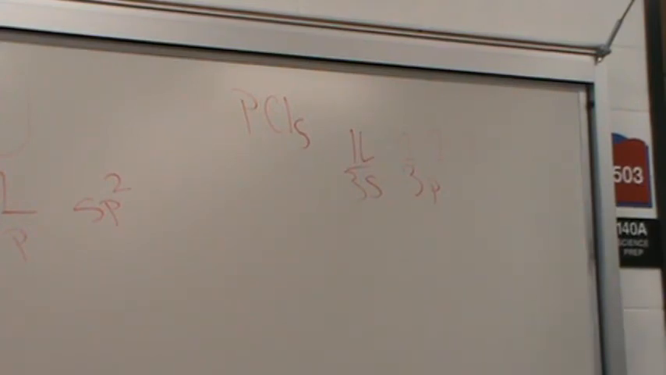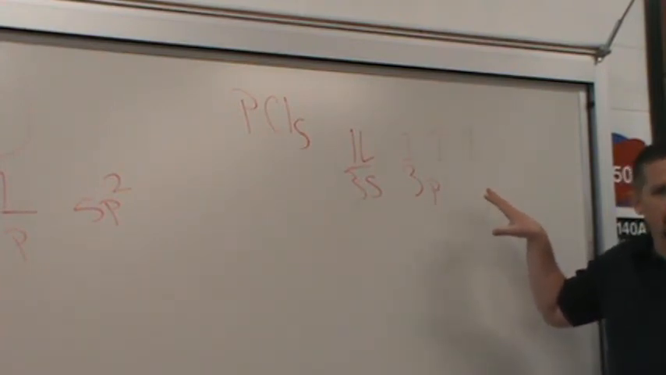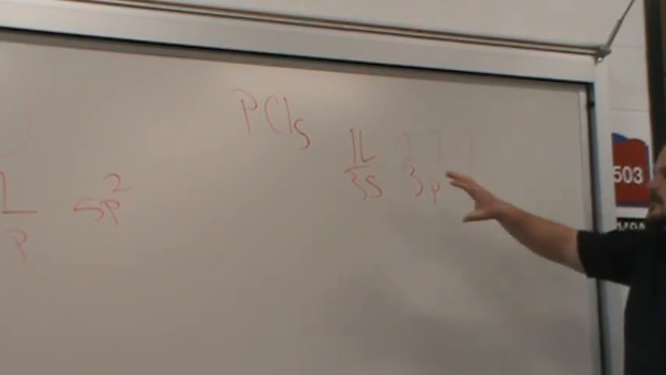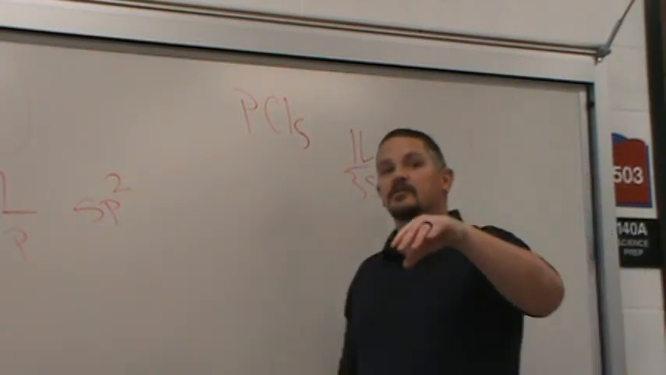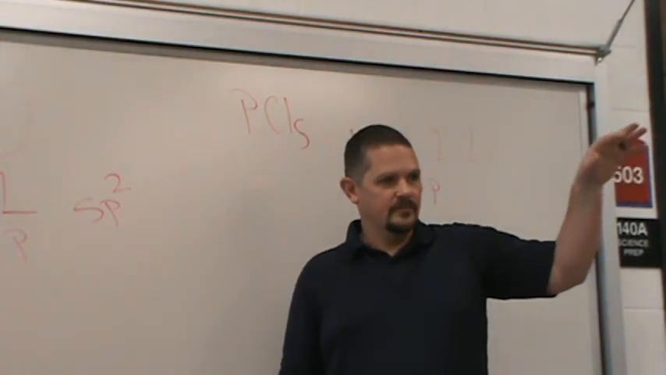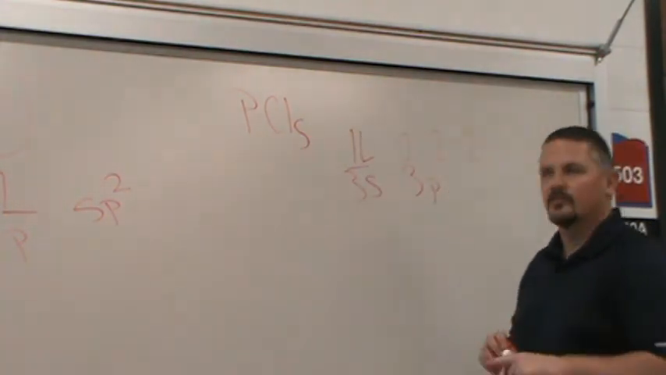Now it needs 5 unpaired electrons, right? So in this case we need 5 orbitals. But with the s and the p, how many orbitals do we have total? 4. Now what's going to happen in this situation? Since the valence electrons are in the 3rd energy level, we start getting into the d sublevels.